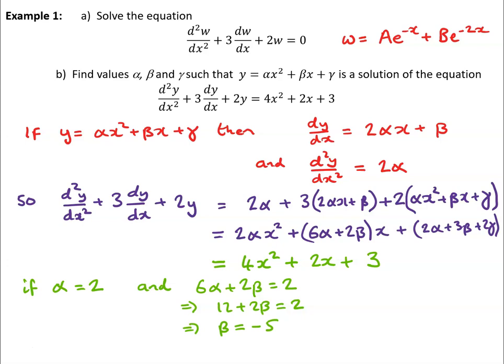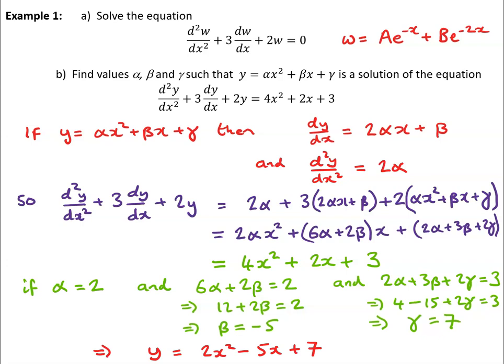And finally, looking at the constant term, we want 2 alpha plus 3 beta plus 2 gamma to be equal to 3. 2 alpha is equal to 4, 3 beta is minus 15, so I've got 4 minus 15 plus 2 gamma has got to equal 3, so that is 2 gamma equals 14, so gamma must equal 7. In other words, we have found out that y equals 2x squared minus 5x plus 7 is a solution of the differential equation we're considering.